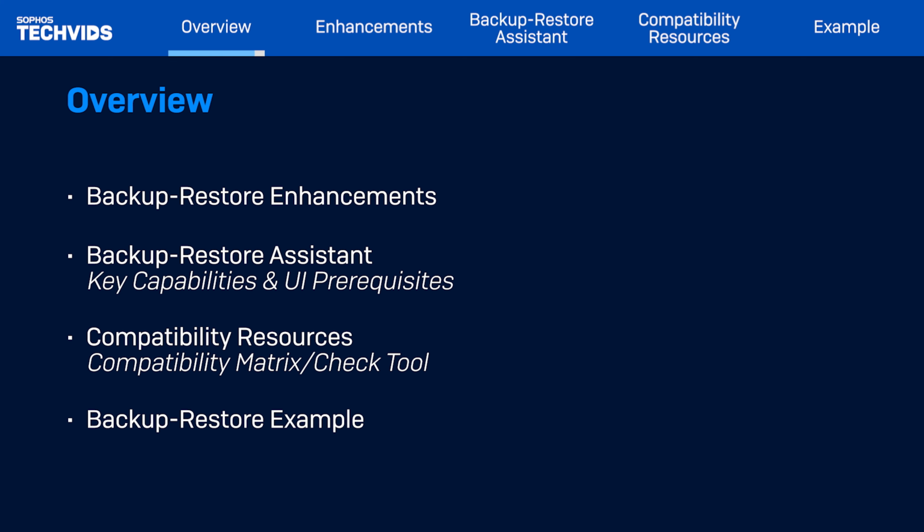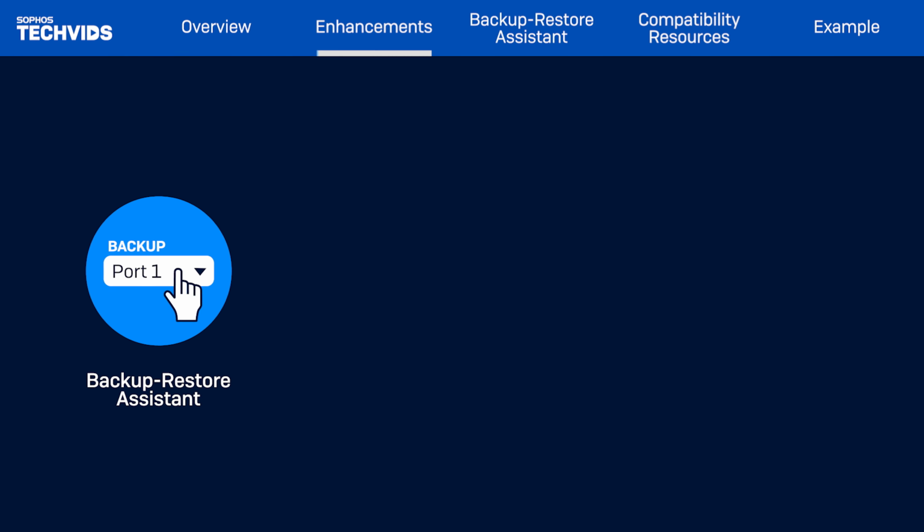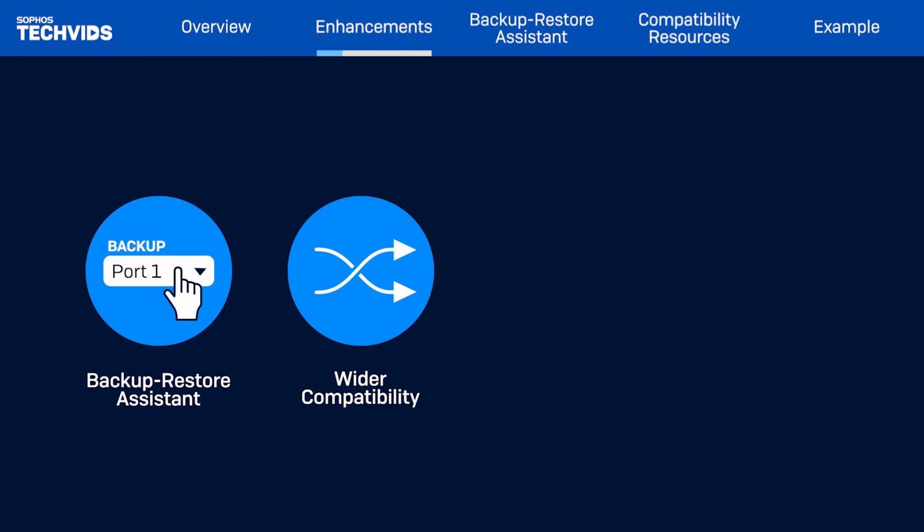Let's start with a quick look at the enhancements to the Backup Restore process. First, we've created the Backup Restore Assistant to simplify migration. This is an interactive UI that displays physical interfaces for port mapping. I'll talk about the Assistant in depth shortly. Next, we've added wider backup restore compatibility, removing many previous limitations such as port constraints. For instance, you can now restore backups from a 6-port device to a 4-port device, and vice versa.